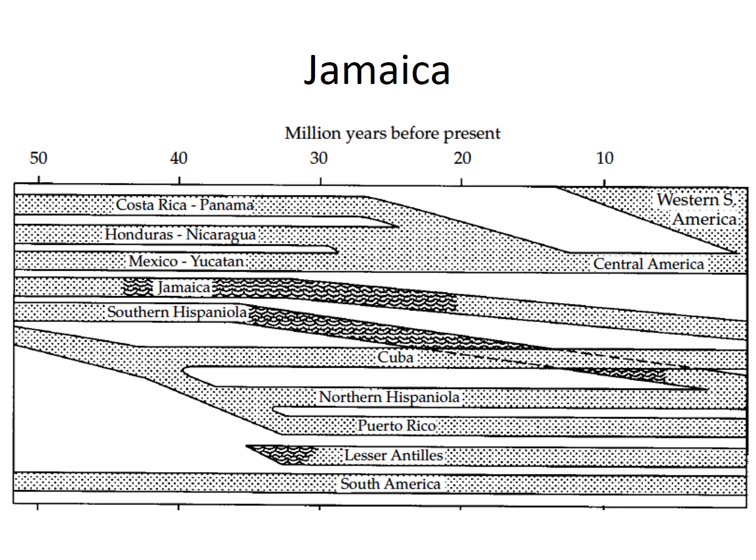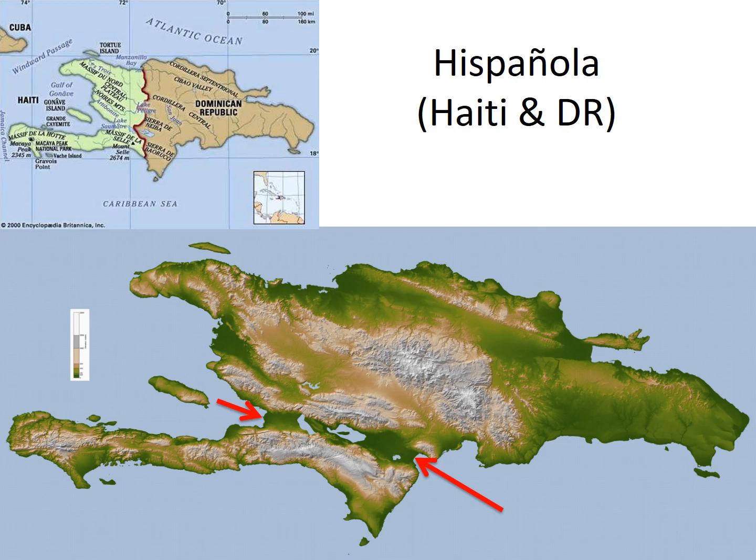Okay? So these are the kinds of things that we need to take into account when we look at an island and think about its biodiversity and compare it to other islands. And we're going to be doing a lot of that. So let's look at Hispaniola.